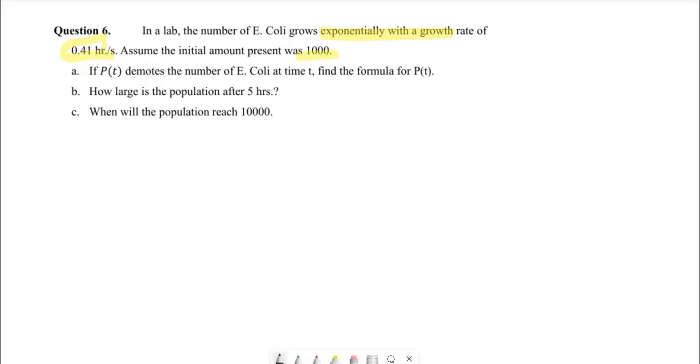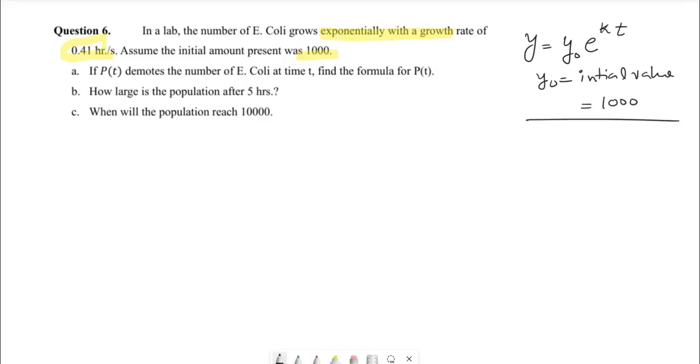Now we have learned that exponential functions are y naught e to the power kt, where y naught is the initial value, which is given as 1000 in this case, and k is the growth rate. Growth rate is usually positive, which is given to be 0.41 in this case. Therefore, if P(t) denotes the number of E. coli at time t, what is the formula for P(t)?